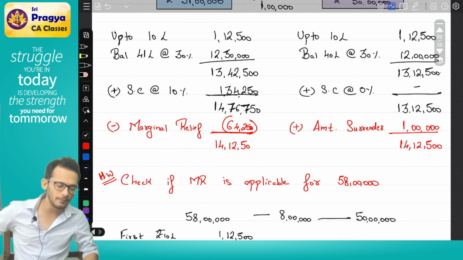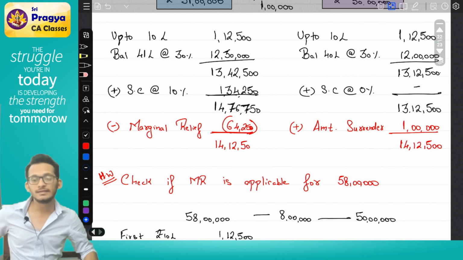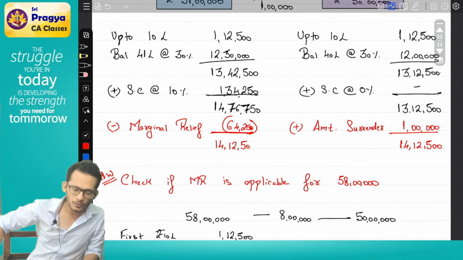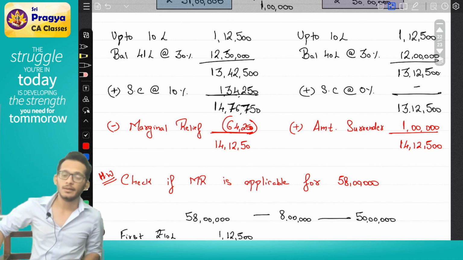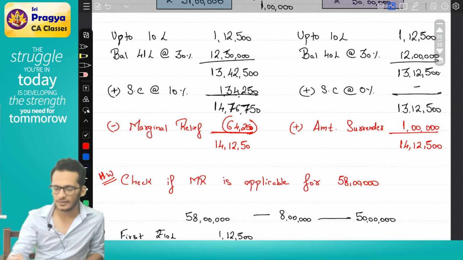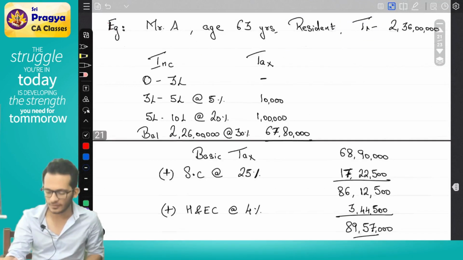Marginal relief will come before cess. Clearer? Yes, yes. These are your concepts of your old regime.